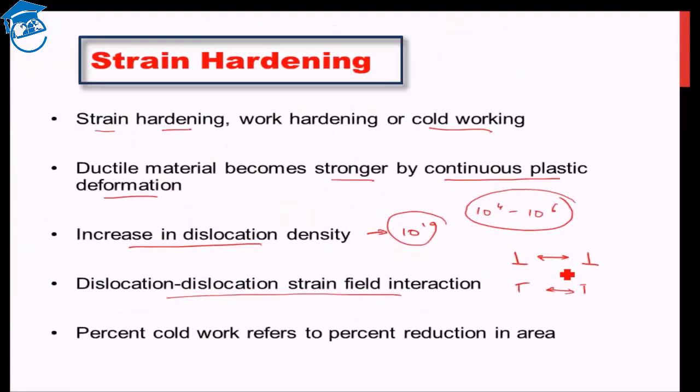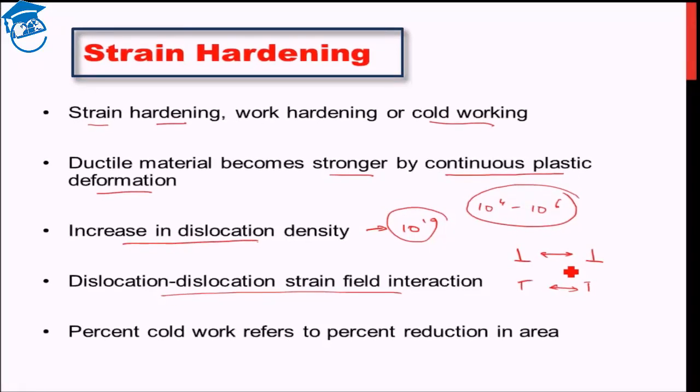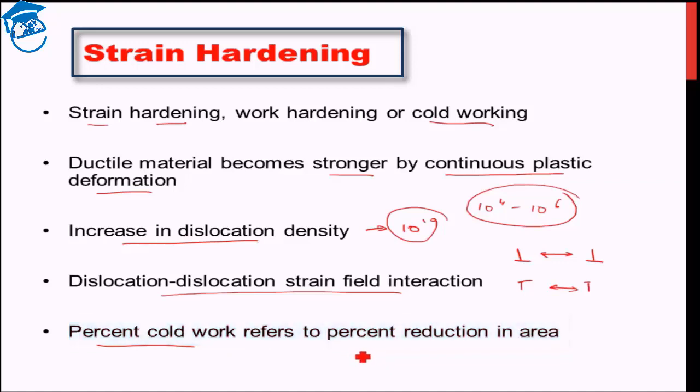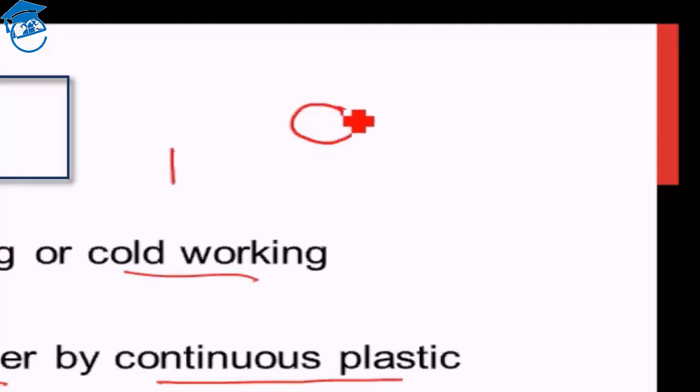Now the amount of strain hardening that you put into a material is defined by the percent of cold work you do on the material. What does percentage of cold work mean? Percentage of cold work refers to the percentage of reduction in area, or percentage of reduction in thickness of a material. For strain hardening, there can be different ways to deform. One of the standard ways is to cold roll the material. In cold rolling, basically you have rolls through which you pass the material, right?